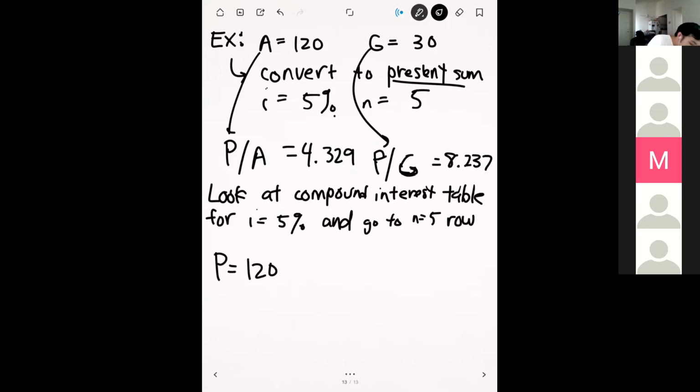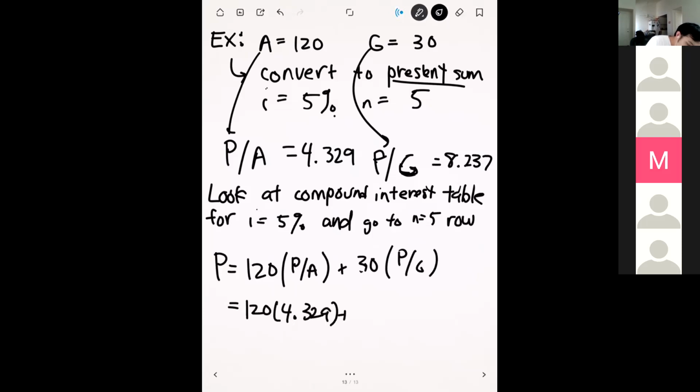And so to solve this problem, you can say that P is equal to our A value, where our A value is 120, and we're going to multiply by our P over A factor, plus our G, which is 30. We're going to multiply this by our P over G factor. And so this can be 120 multiplied by 4.329 plus 30 multiplied by 8.237. And if we do that, we get 767.